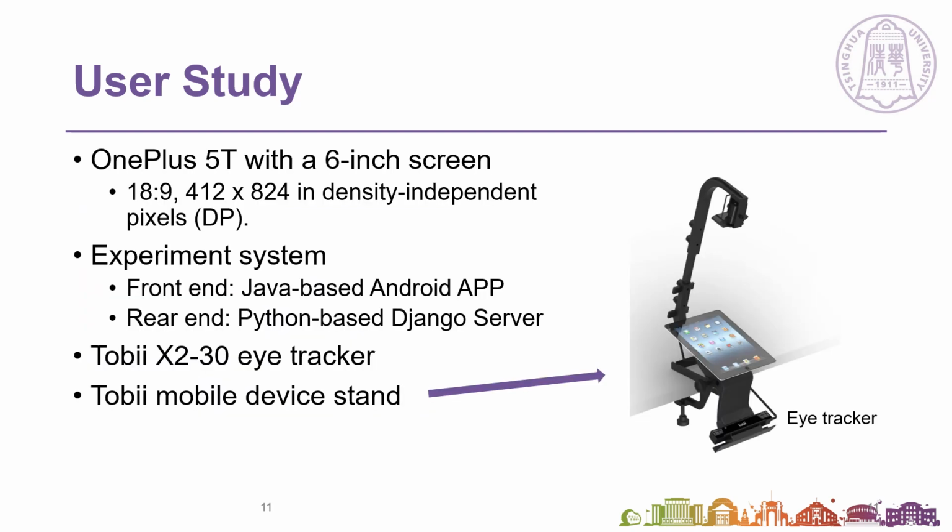Here are the settings of our user study. We use a OnePlus 5T with a 6-inch screen as the experimental mobile phone. We develop an experimental system with an Android app and a Django server. We use an eye tracker with a mobile device stand to collect the user's eye tracking data on mobile device.